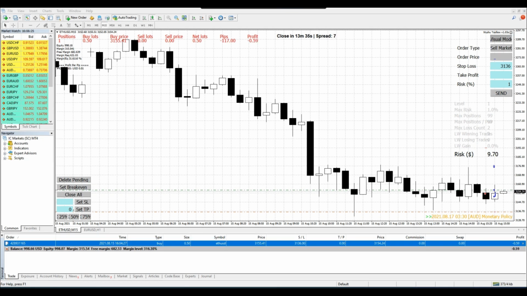Firstly, the user interface is very simple and straightforward. Starting on the top left, you'll be able to see your current position stats for the specific pair you're on. As you can see here, we currently have Ether running. We've got one position running, 0.5 lots, buy price, net lots, pips, and the profit running. Now, if I decide to purchase another position, it's not going to allow me due to the maximum risk allowed per day on my specific settings.